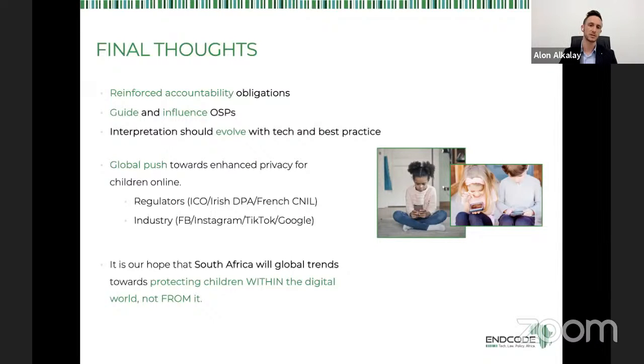As I've also mentioned, I think it's imperative that when interpreting these guidelines, when using them, such use and interpretation must evolve with technology and best practice. If we look at a few years back, if these guidelines were brought out then, we would not see their application in the same way as we are today.